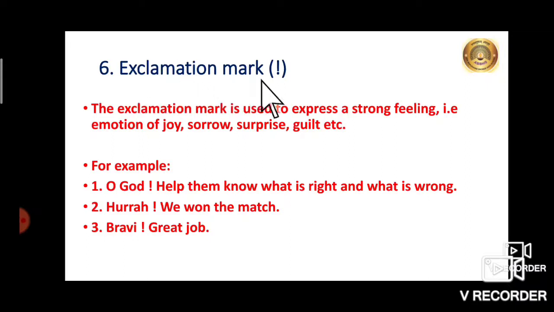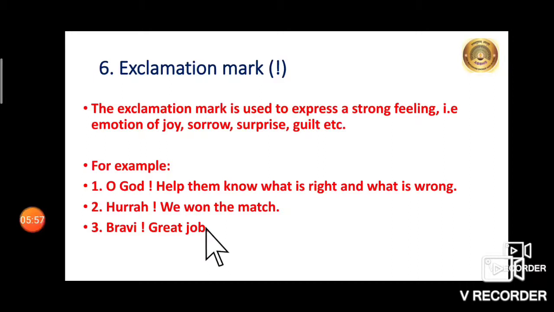Sixth one is exclamation mark, and this is the sign of exclamation mark. The exclamation mark is used to express a strong feeling. Example, emotions of joy, sorrow, surprise, guilt, etc. For example, oh God! Here comes the exclamatory mark. Help them know what is right and what is wrong! Hooray! We won the match. Can you see the exclamation mark, and it is expressing a joy that they have won the match. Bravo! Great job. That means the job is done accurately. This is the job of exclamation mark.